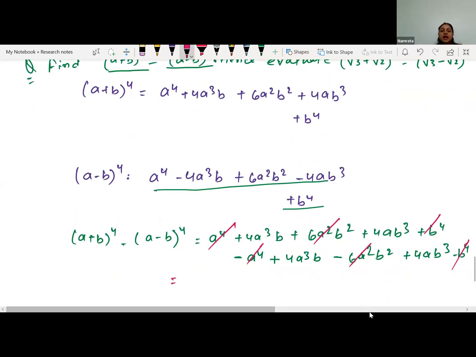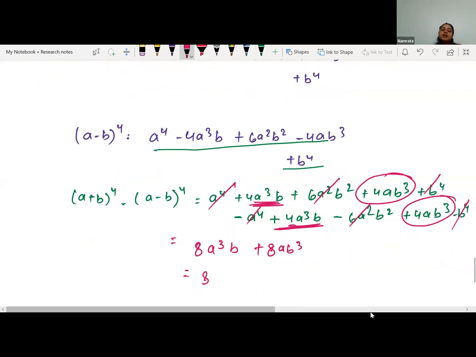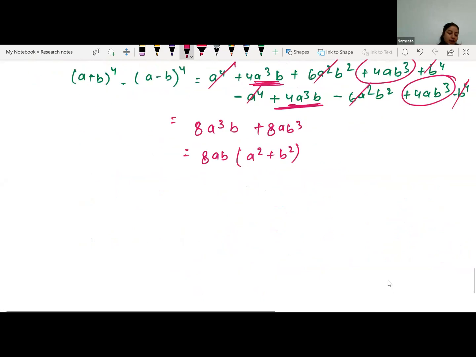Yes, ma'am. So we have 4a cube b and then 4a cube b. That we can say 8a cube b, can I say? Yes, ma'am. And we have 4ab cube, 4ab cube, that we can say 8ab cube, right? Yes, ma'am. If we take 8ab common, then we will have a square plus b square, right? Yes, ma'am. Now by using the result of this one, we have to do the calculation of root 3 plus root 2 to the power 4 minus root 3 minus root 2 to the power 4.